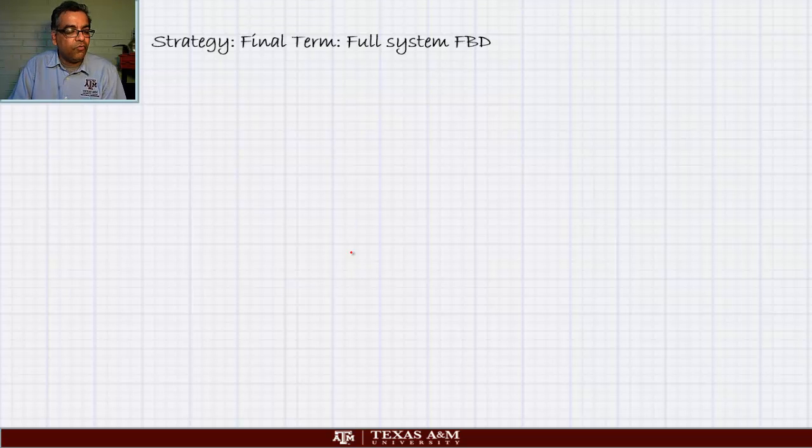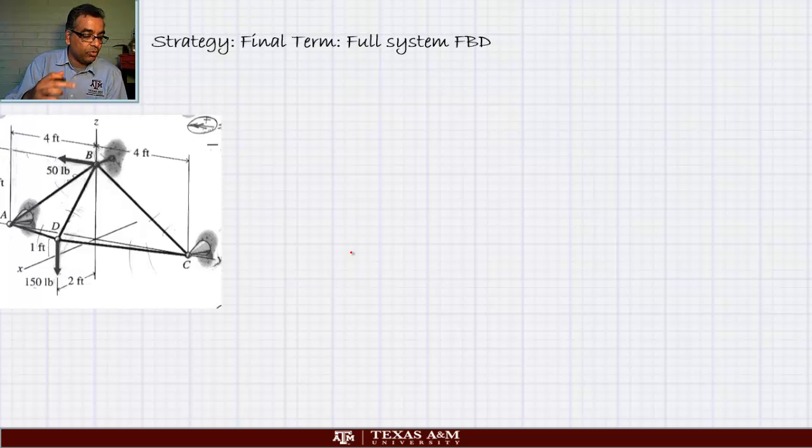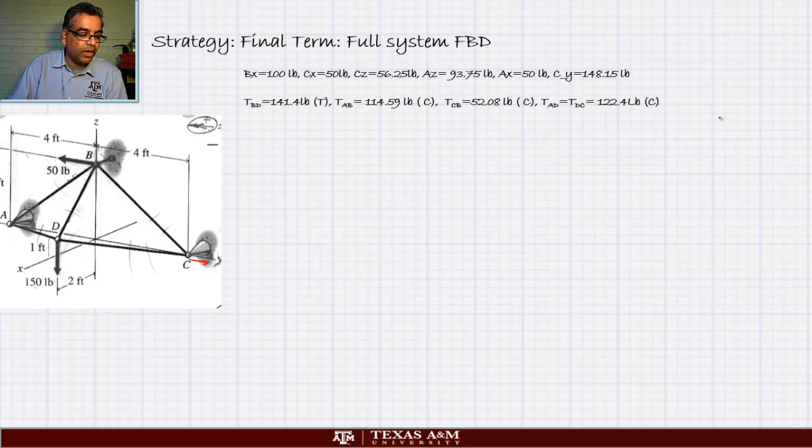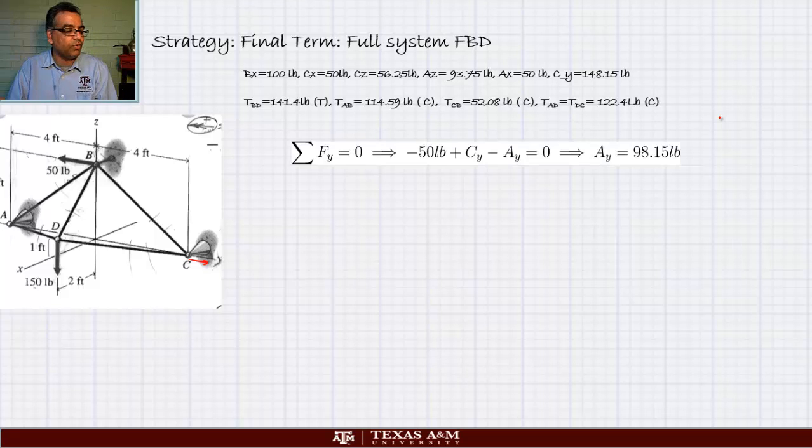And then the full system free body diagram. You go back. You remember we didn't know one of those forces. When we did the full system, we were not able to compute CY and AY. Now remember, we computed CY from the previous one. Can you see that? So I can go there and substitute it, and if I sum all the forces in the y direction, I will be able to get AY.